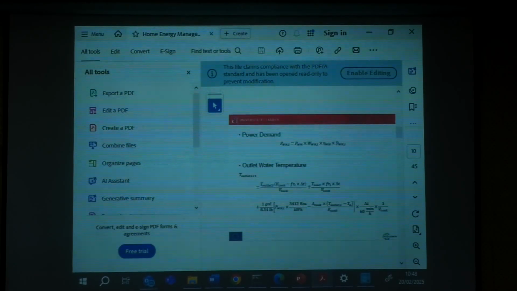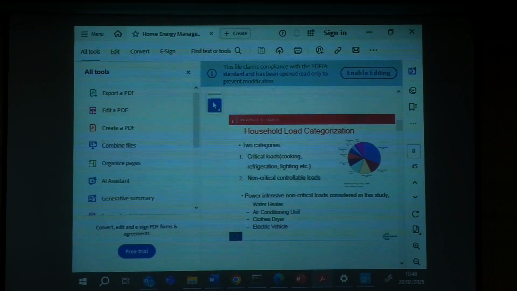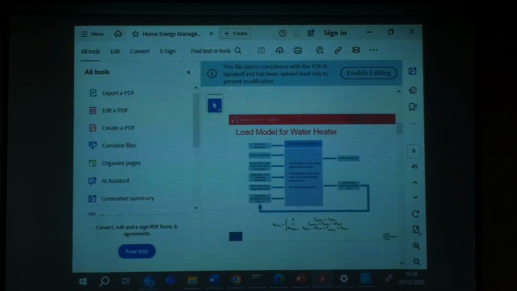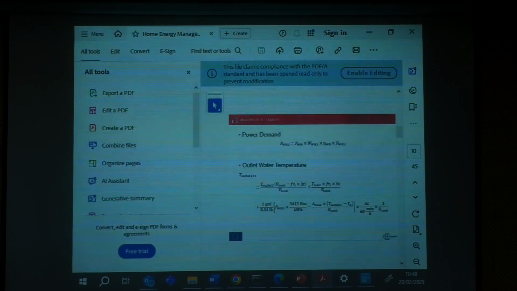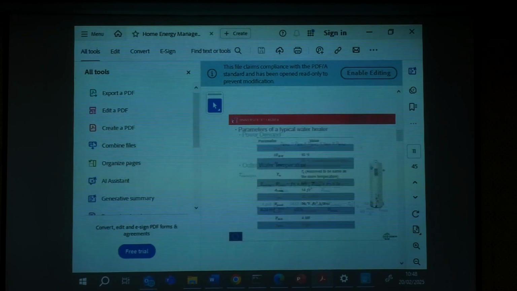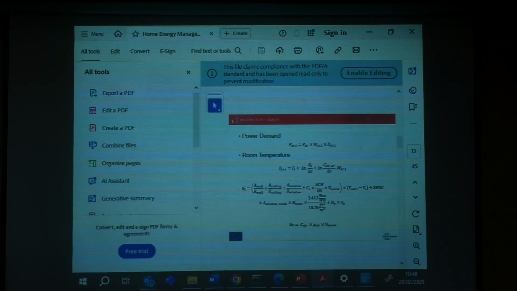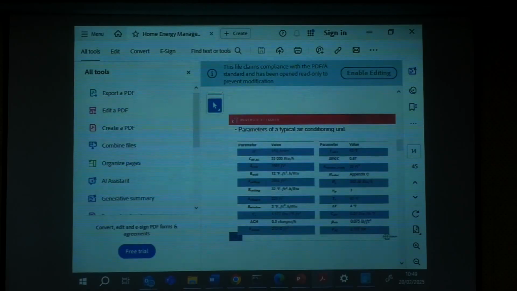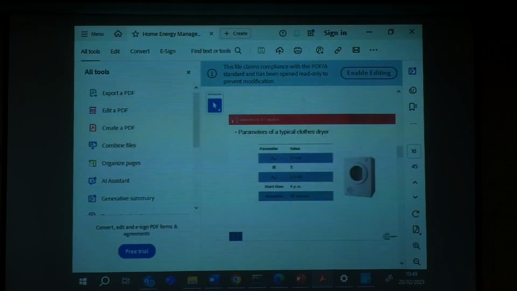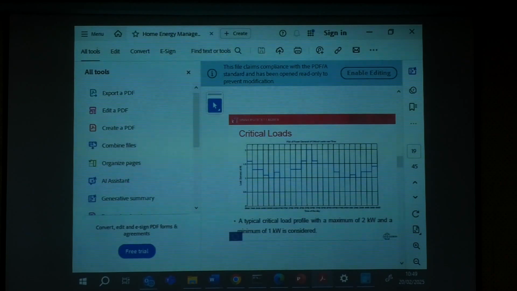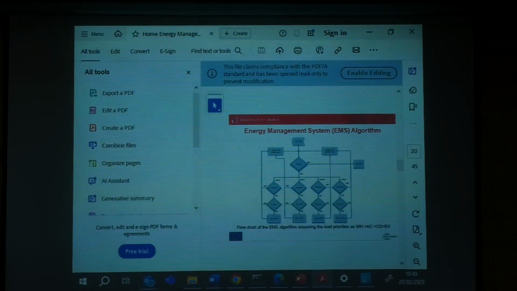You can see here how this household load categorization which we did: critical load, non-critical load, power intensive non-critical load, water heater, air conditioning, cloth dryer, electric vehicle. Then we developed the model for each unit, with a complete flow chart taking into account all equations, user preference, typical parameters, temperature, demand, and different parameters. Similarly for the clothing dryer, washing machine, electric vehicles and so on.